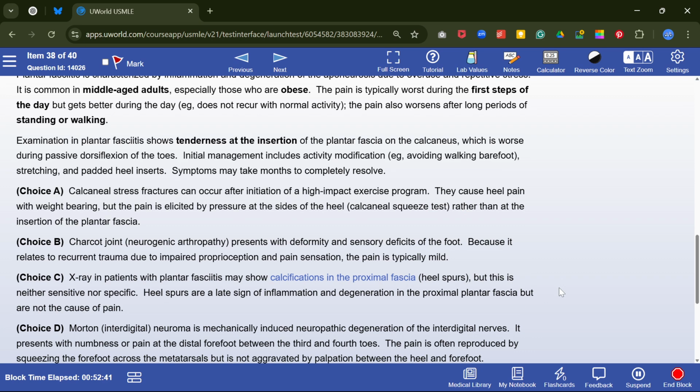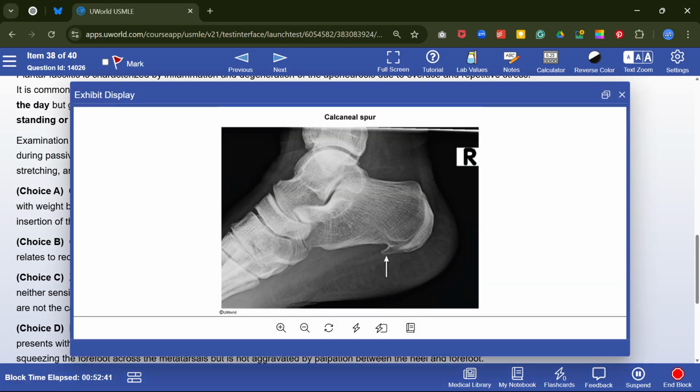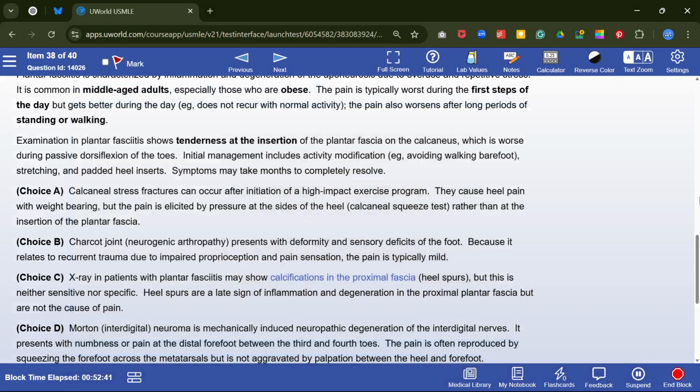X-ray in patients with plantar fasciitis may show calcification of the proximal fascia like a heel spur, but this is neither sensitive nor specific. Heel spurs are a late sign of inflammation and degeneration in the proximal plantar fascia, but are not the cause of pain.